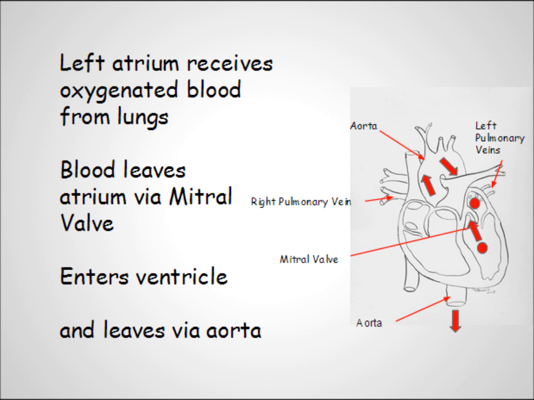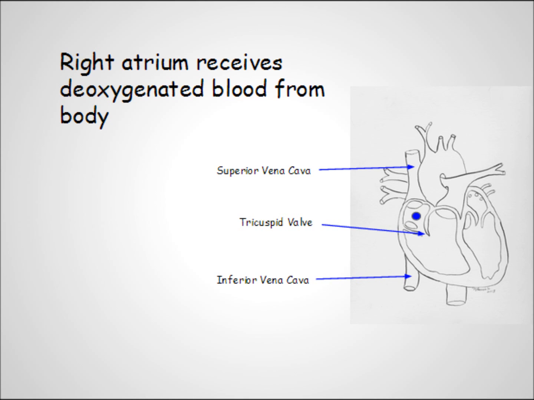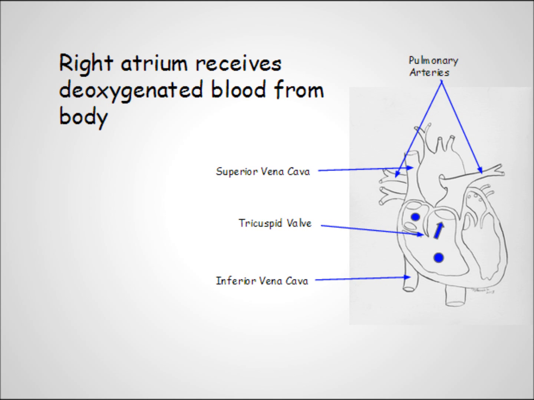On the right side, the right atrium receives deoxygenated blood from the body. The right atrium contracts and sends the blood through the tricuspid valve and into the right ventricle. The right ventricle then contracts and sends the blood out through the pulmonary valve and into the pulmonary arteries, which send the deoxygenated blood to the lungs to get rid of the carbon dioxide and pick up fresh oxygen.